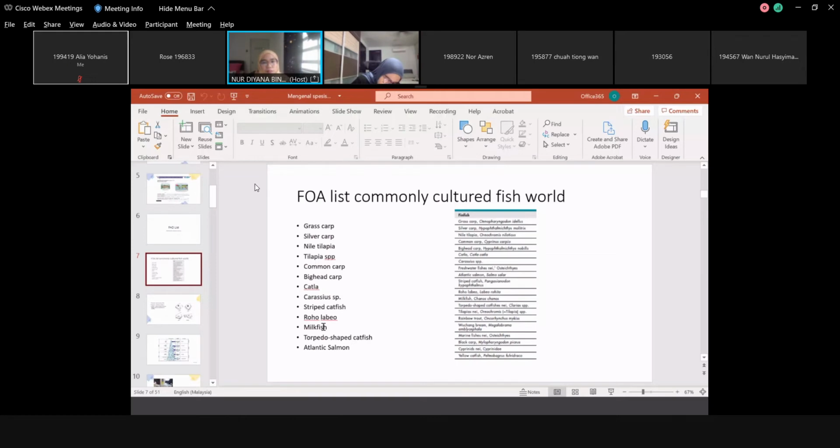Milkfish is usually cultured along with other marine fish like groupers and sea bass. So they are usually cultured in the same farm. Torpedo shaped catfish and our Atlantic salmon, we don't have. Definitely we don't have. So just an example, you can see here.